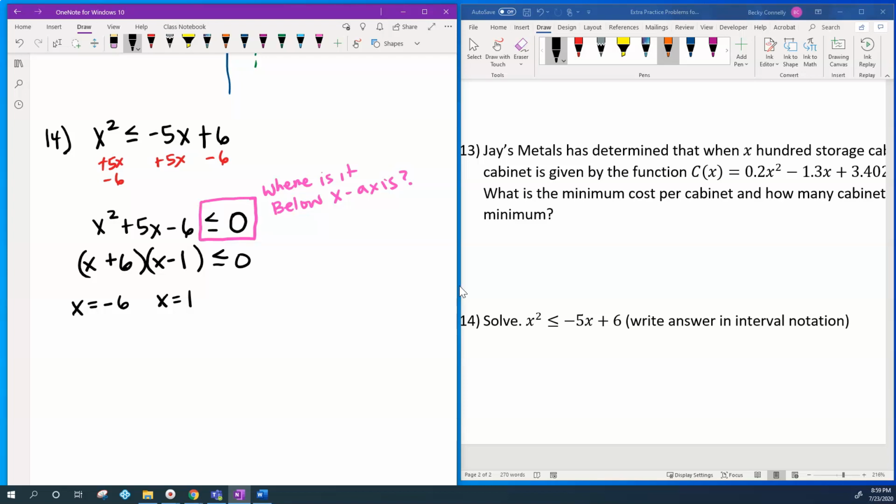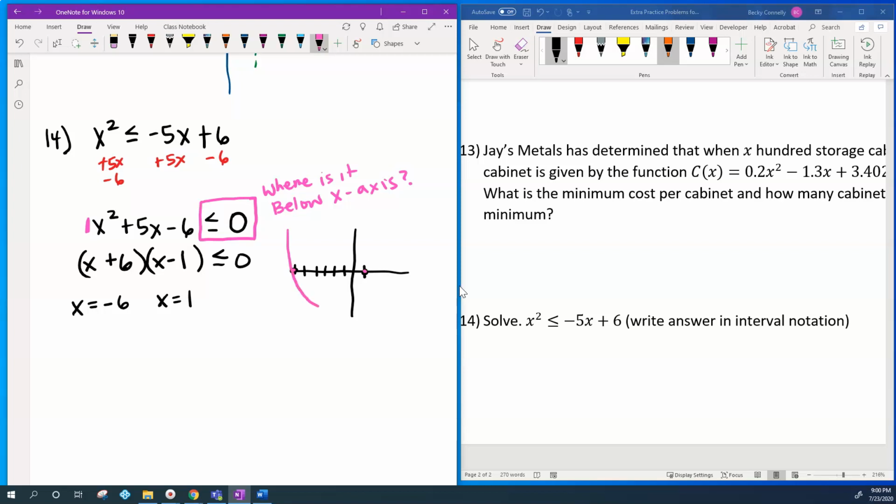Okay, so let me draw a little picture over here of what's going on. So I know that it's crossing the x-axis at 1 and -6. Those are the points in which it's crossing the x-axis. And I know, since it's a +1, it doesn't have a negative in front of it, there's an invisible +1 here, I know that this is a right side up parabola.